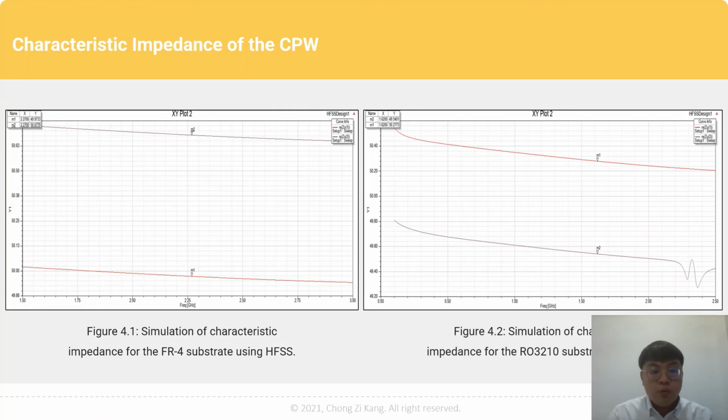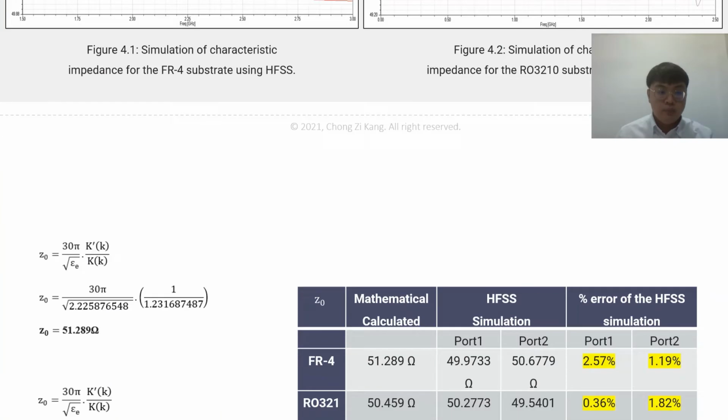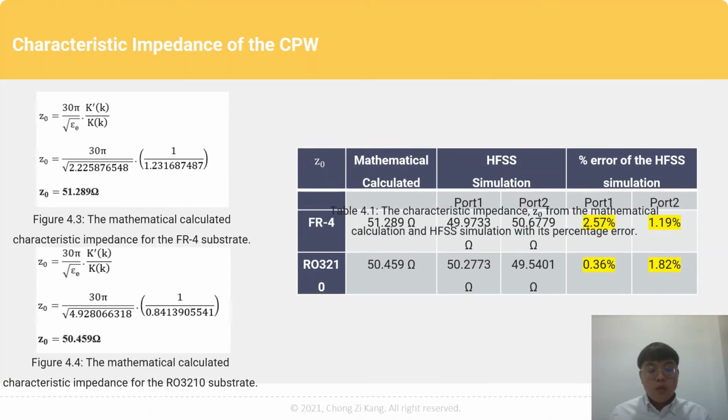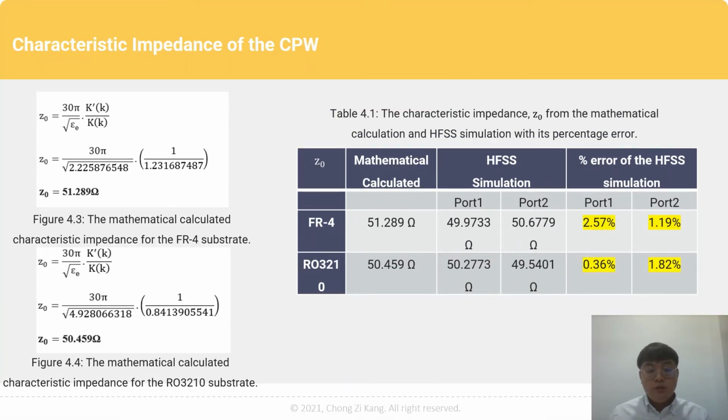Figure 4.1 shows the simulation of characteristic impedance for the FR4 substrate using HFSS. Figure 4.2 shows the simulation of characteristic impedance for the Rogers substrate using HFSS. The mathematically calculated characteristic impedance for the FR4 substrate is illustrated in Figure 4.3, while the mathematically calculated characteristic impedance for the Rogers substrate is illustrated in Figure 4.4.